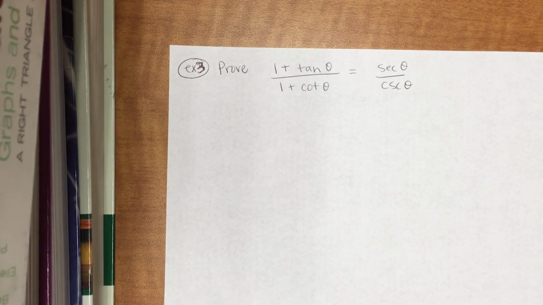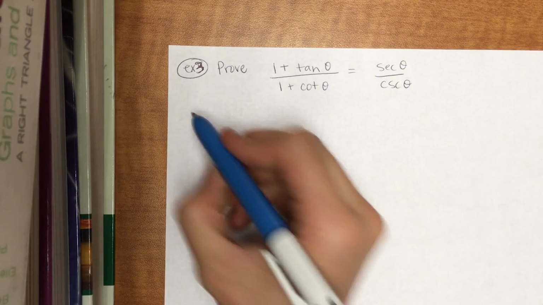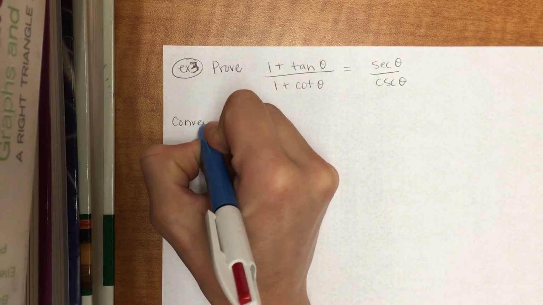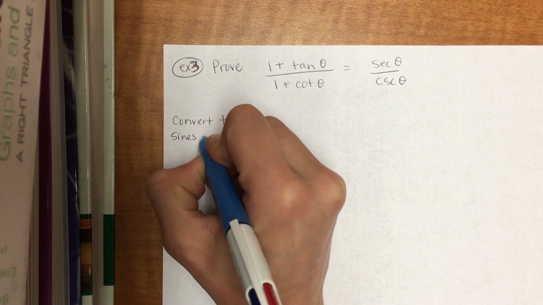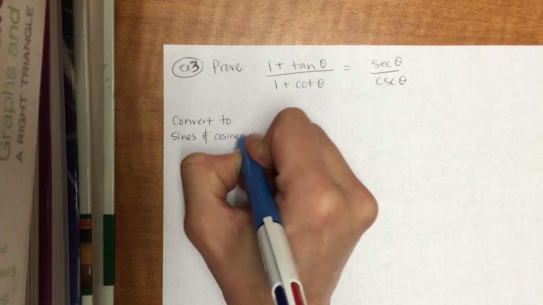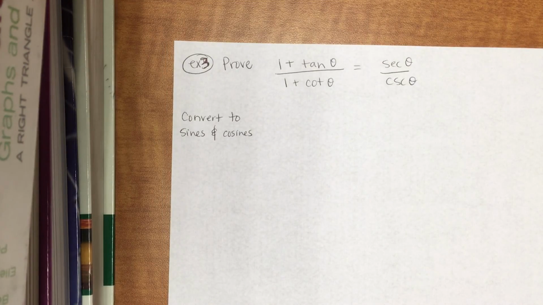All right, and then last one like this, let's do one that's a little bit harder, or more steps. So this time, 1 plus tan theta over 1 plus cotan theta equals secant theta over cosecant theta. Again, my first step would be to convert everything to sines and cosines, because right now I have 4 different trig functions, and it helps if I only have to deal with 2. Plus, all of my identities I can convert to sines and cosines, all of my trig functions, so deal with that, and then I can convert back if I need to.